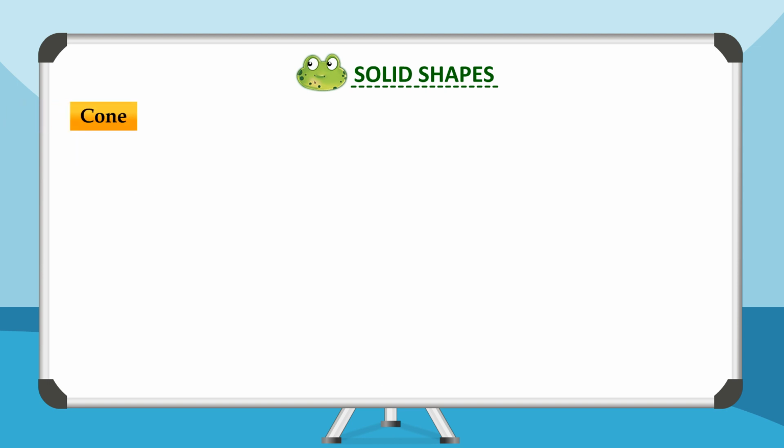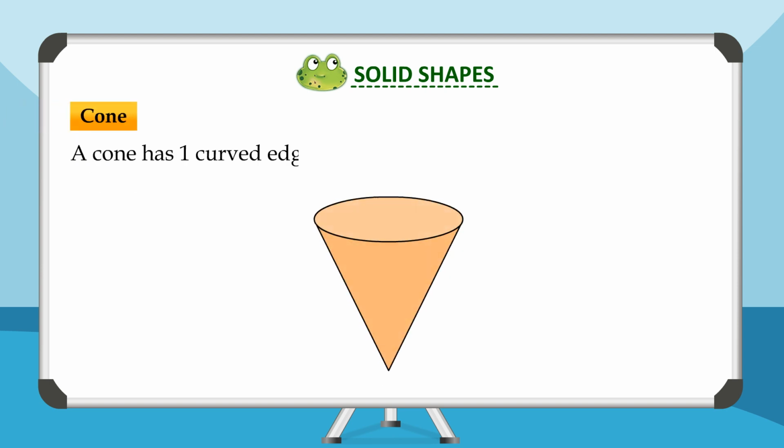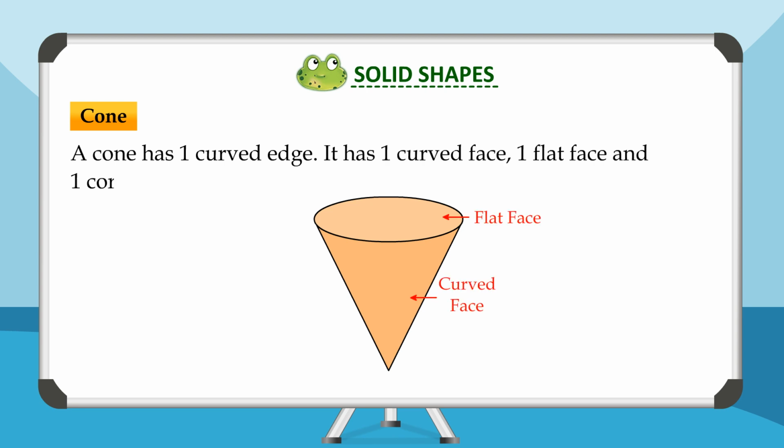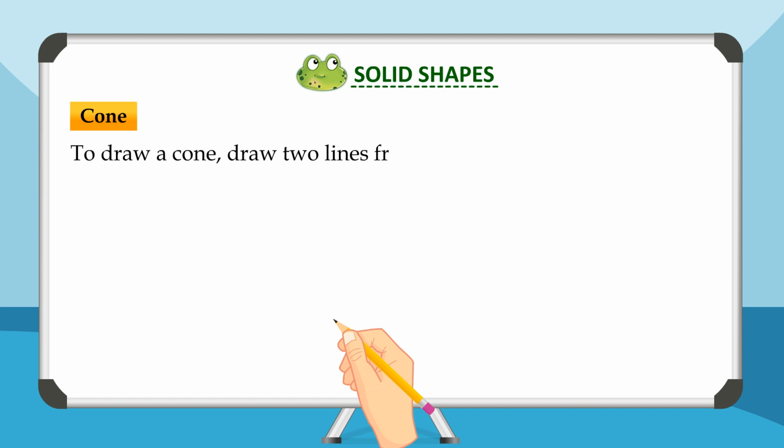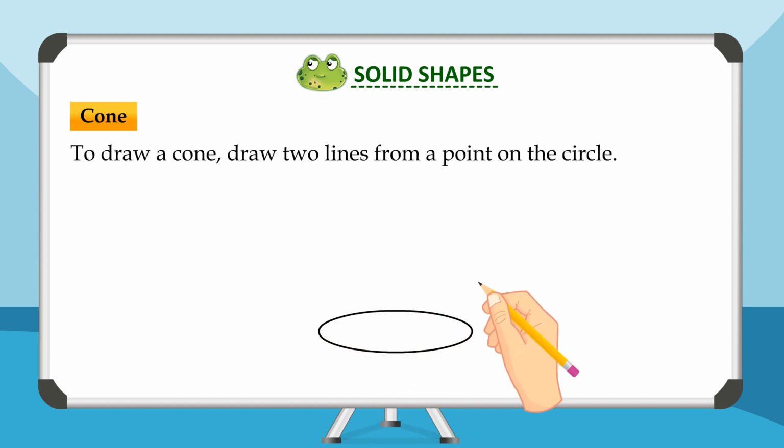Cone. A cone has 1 curved edge. It has 1 curved face, 1 flat face, and 1 corner. To draw a cone, draw 2 lines from a point on the circle.